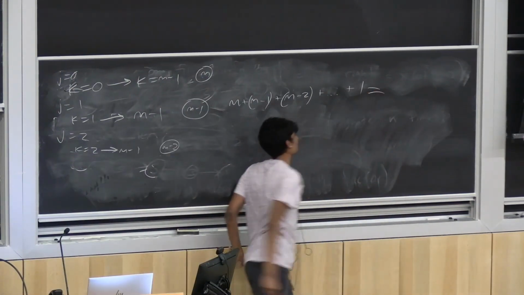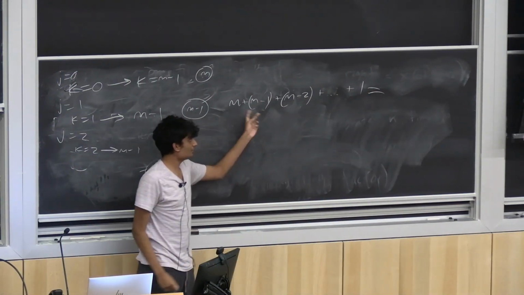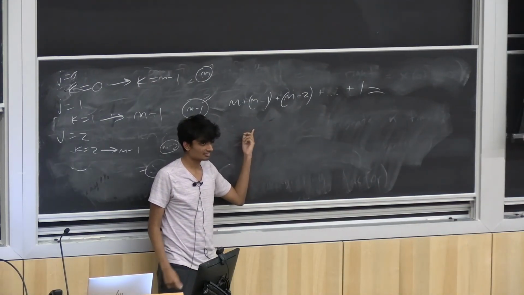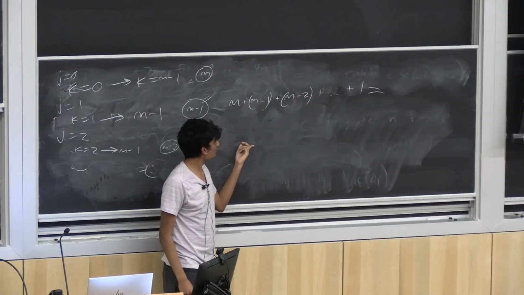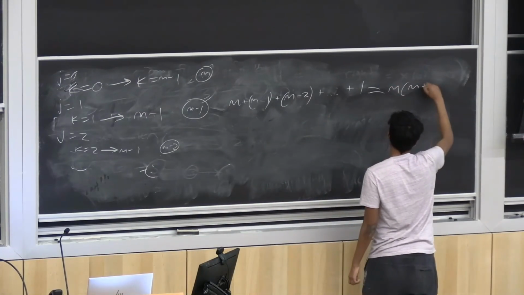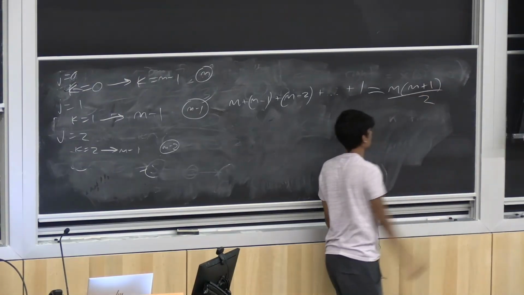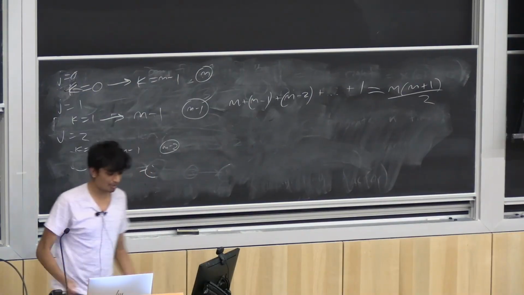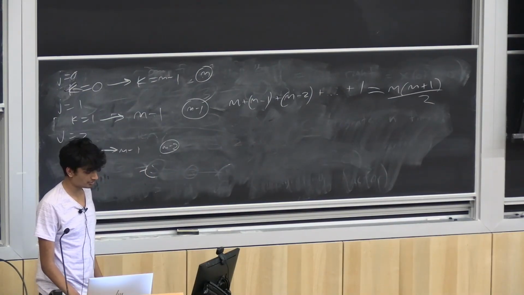So can anyone tell me what the summation of this would be? I think you said it, m times m plus 1 over 2. So this is the amount of operations the last 2 for loops do.